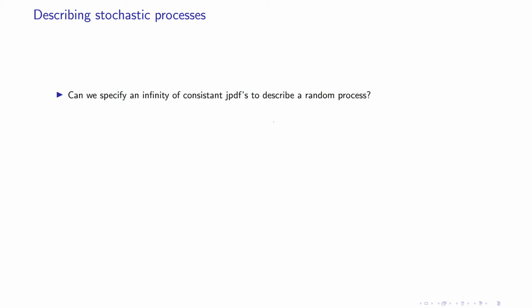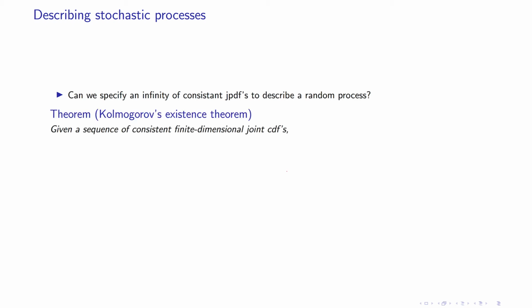So what we need is just to have the joint distribution. We don't need to worry about the existence. And there is a theorem which says that given a consistent finite dimensional joint CDF or PDF, there exists a random process described by these joint CDFs. So this is why in this course and hereafter, you just need to describe your joint CDF or joint PDF, and you don't care about the existence of that.